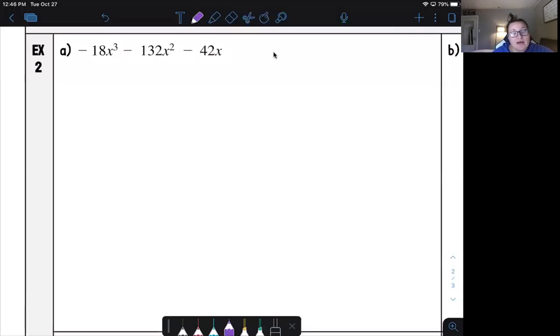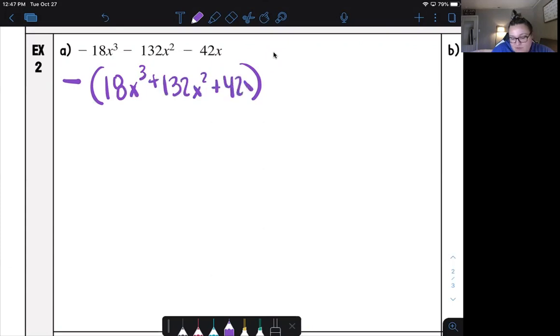All right, so as you can see, our leading term is negative. So because of that, we always want to factor out the negative first. So I'm going to factor out a -1. So then I have, if I factor out a -1 from -18x cubed, I'd be left with positive 18x cubed. If I do the same for negative 132x squared, it becomes positive. And then the same for 42x.